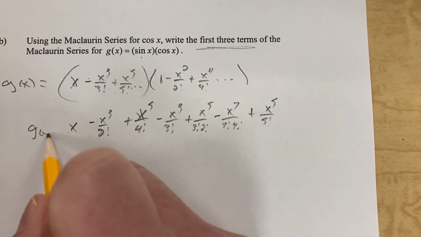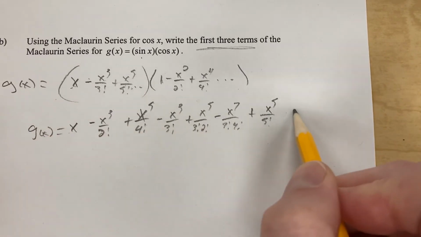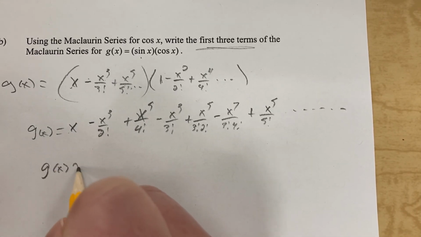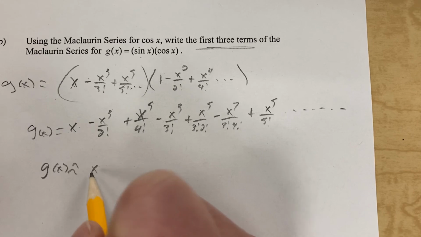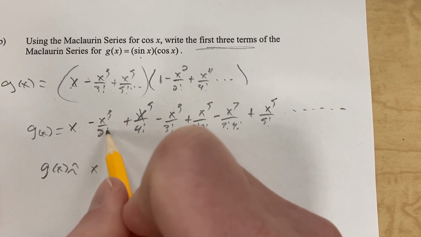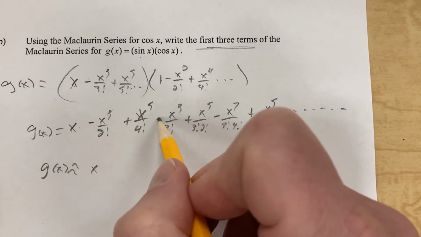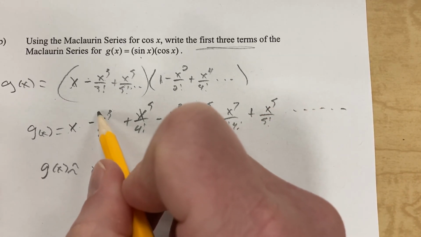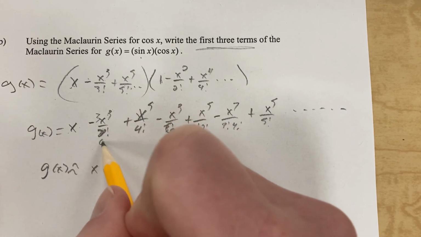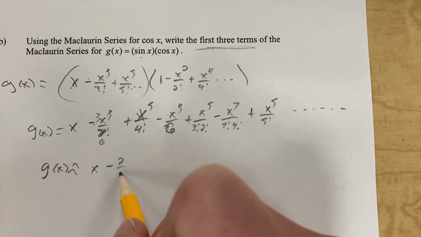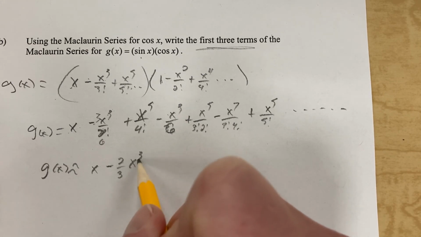So g of x is equal to this, and then it keeps going and going and going. And so we're going to say that g of x is approximately x. Okay, then I've got negative x to the third over 2 factorial, so over 2, and then negative x to the third over 3 factorial, which is 6. So if I make this 3 over 6, negative 3 over 6, minus that would be negative 4 over 6, or a negative 2/3 x to the 3.